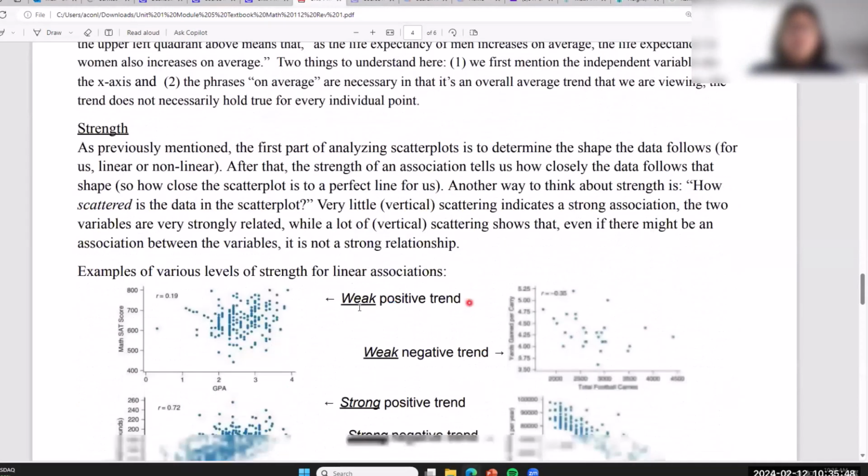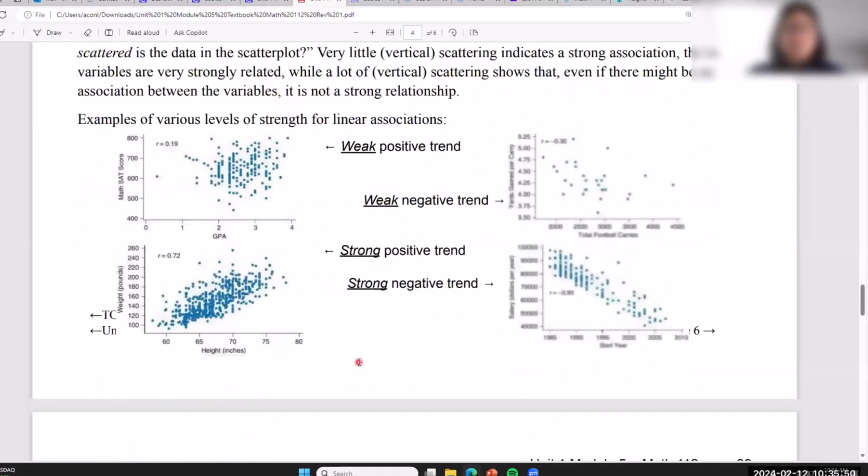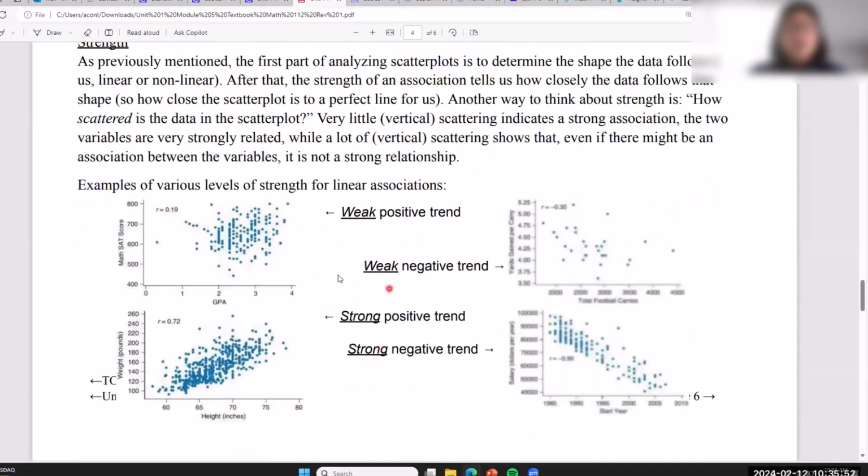Okay, and here are again some other examples of R and the weak positive trend, the weak negative trend. Notice that R is in like no man's land here. And we'll talk more about that later. But what you need to know is that the closer that R is to 0, the weaker the linear relationship. Okay.